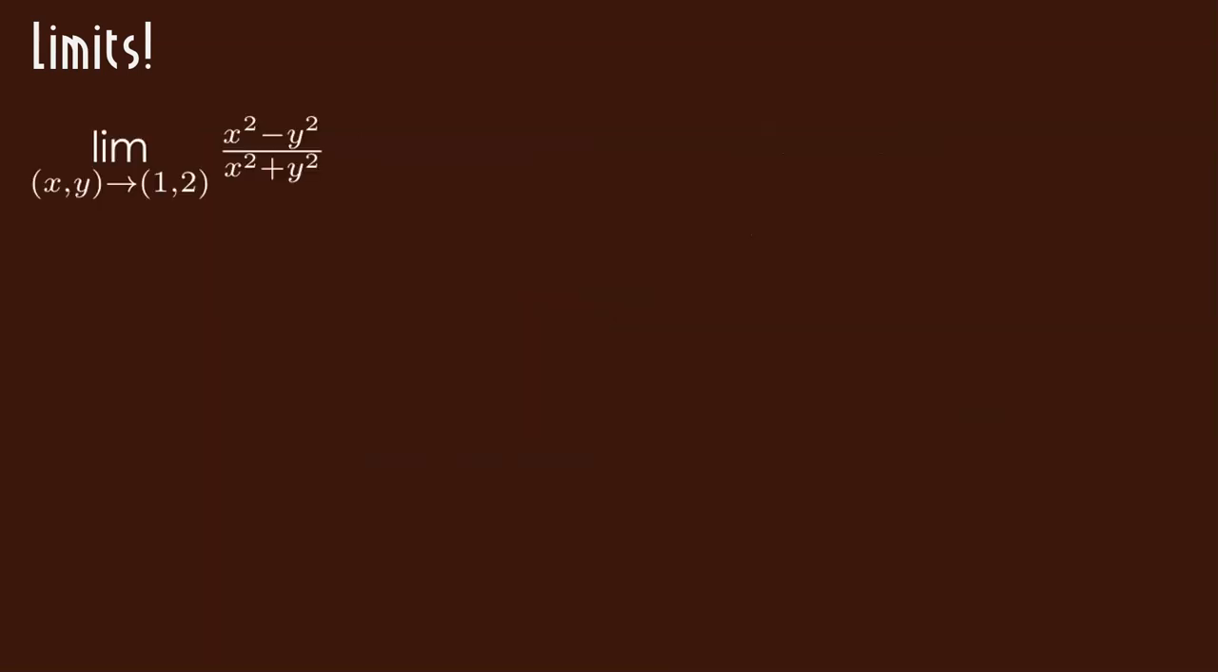Suppose I have the limit as (x,y) goes to (1,2) of (x squared minus y squared) over (x squared plus y squared). Perfectly legitimate point. First thing you do, just like in one dimension, you plug in and see what you get. x is 1, y is 2, I get -3/5. Beautiful. So the limit exists because I got a normal number.